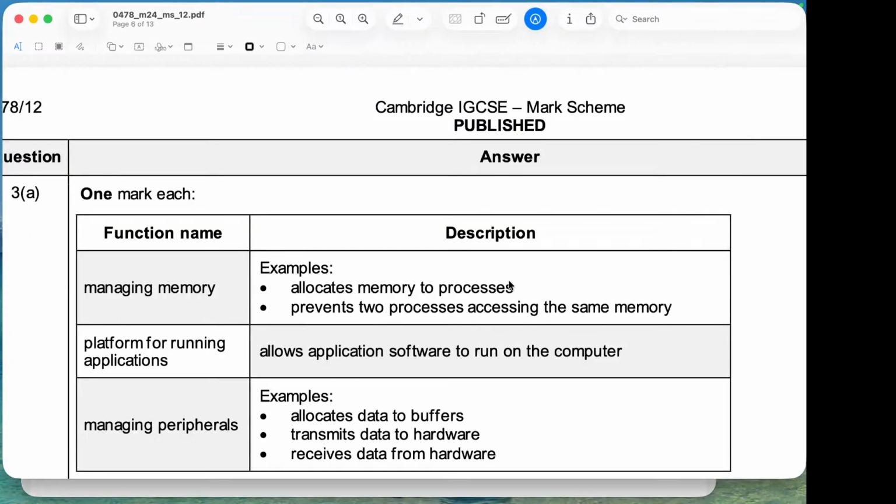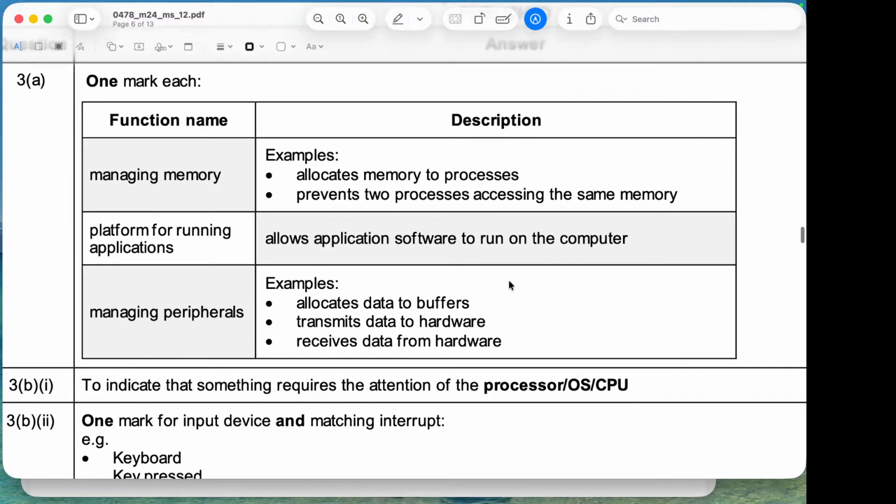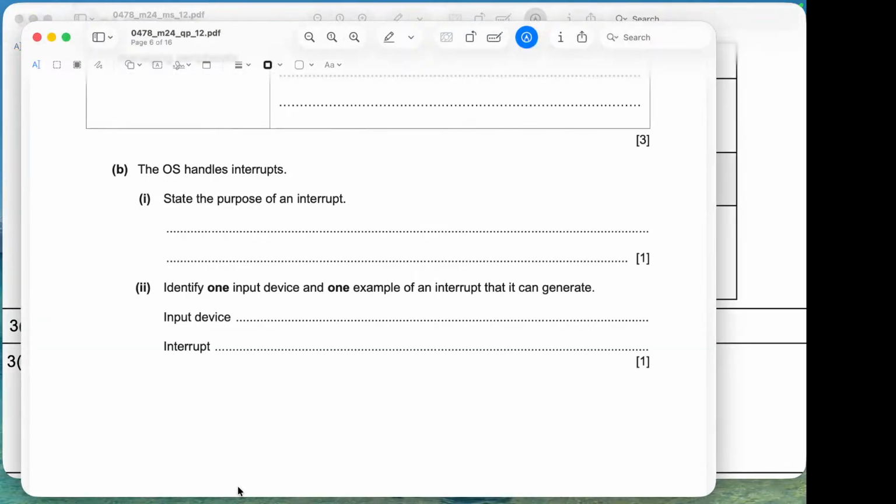Okay, so let's have a look at that. So what is an interrupt? An interrupt is something that basically says to the CPU, I need your attention, stop what you're doing and process this thing now. So they've got to indicate that something requires the attention of the processor, operating system or the CPU. And then identify one input device and one example that it can generate.